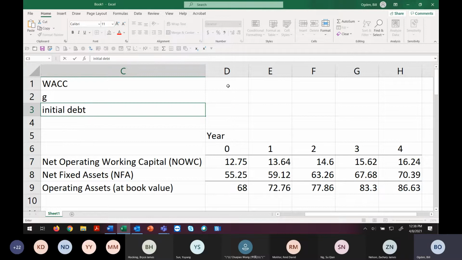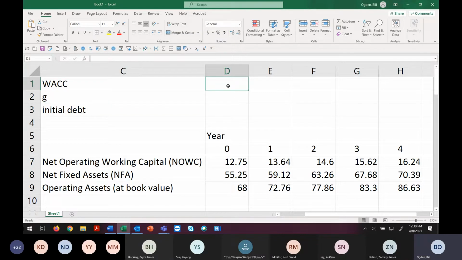All right, the WACC, it's a given for this problem. It won't be for all, but this one it is. 9.42%. Okay, so starting in year 4, this company will grow at a rate of 4%.